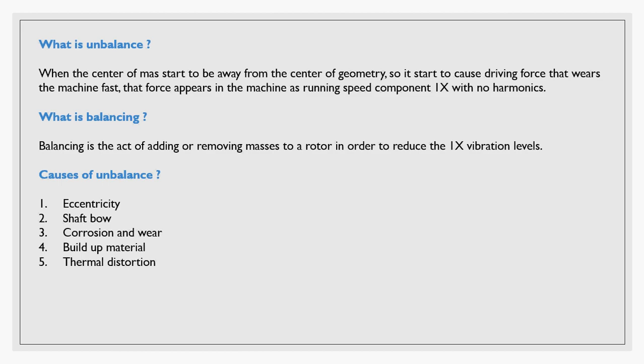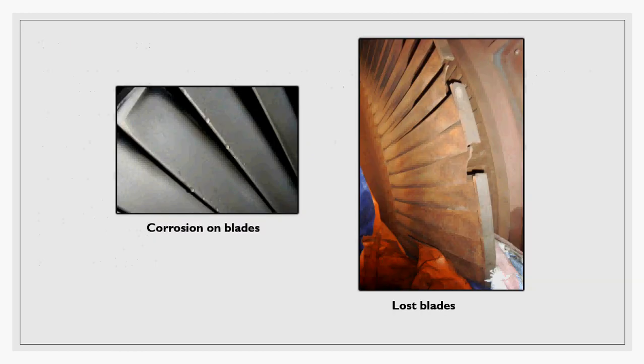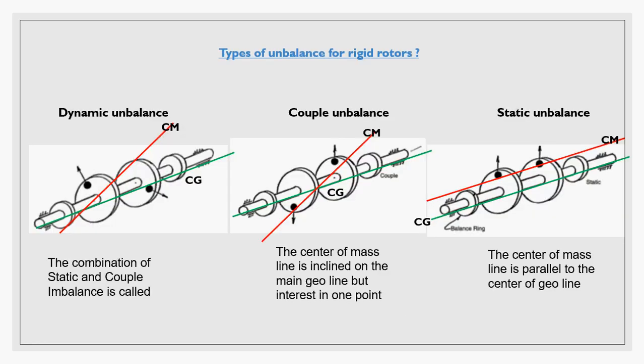We have many causes of unbalance. It could be eccentricity or shaft bow or corrosion and wear, or even built-up material like dirt in the cement industry, or even thermal distortion. It can happen in steam turbines or big rotors. We can see here in the photos corrosion in blades or lost blades. This could be a real cause of unbalance.